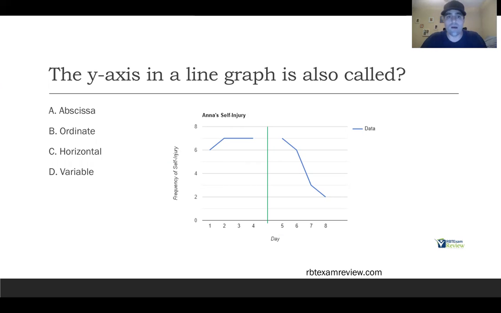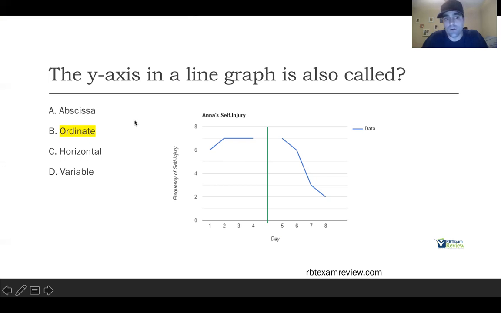So what is the y-axis in a line graph called? Is it an abscissa, an ordinate, horizontal, or variable? So you should be able to eliminate C, right? Because the y-axis is not horizontal and variable is not one of our axes. So you're left with the abscissa and an ordinate, okay? So the answer is ordinate, right? The y-axis is also called the ordinate. The x-axis, okay, is the abscissa.